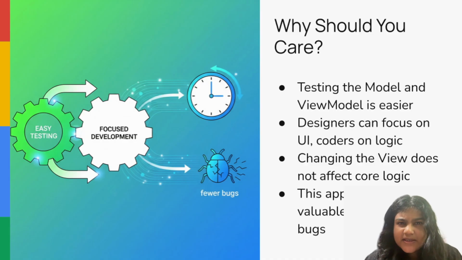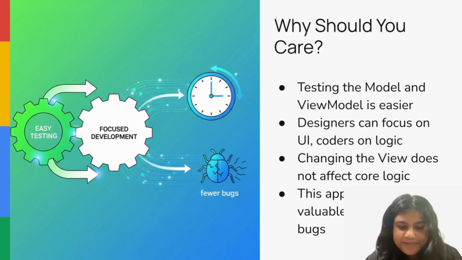You might still be thinking, why do we engineer all this complexity? Why can we not write everything in the same file? To answer this, we'll first talk about the advantages and benefits of the MVVM architectural pattern.